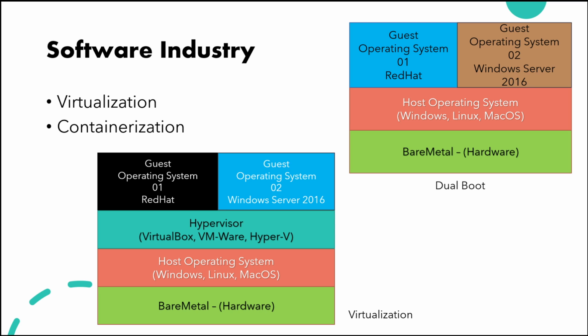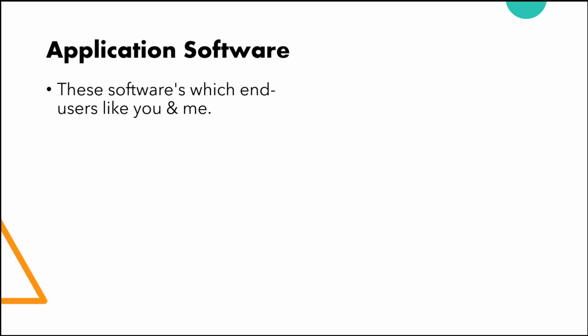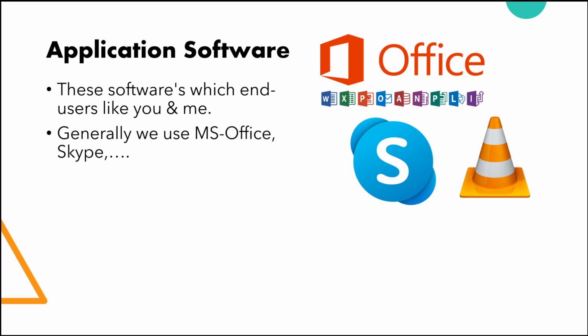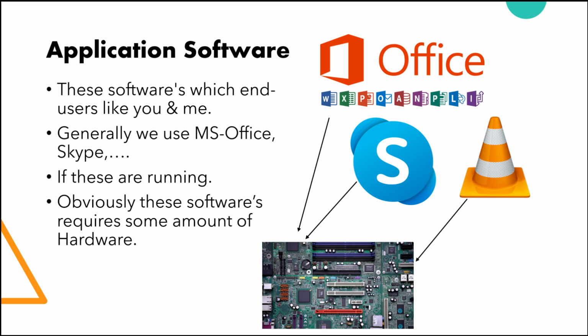Now, on top of the guest operating system, we use something called application software. What is application software? These are the softwares that end users like you and me use generally, like MS Office, Skype, VLC Media Player, etc. If these softwares are running, obviously we need some amount of hardware, right? The hardware looks like this in system components.